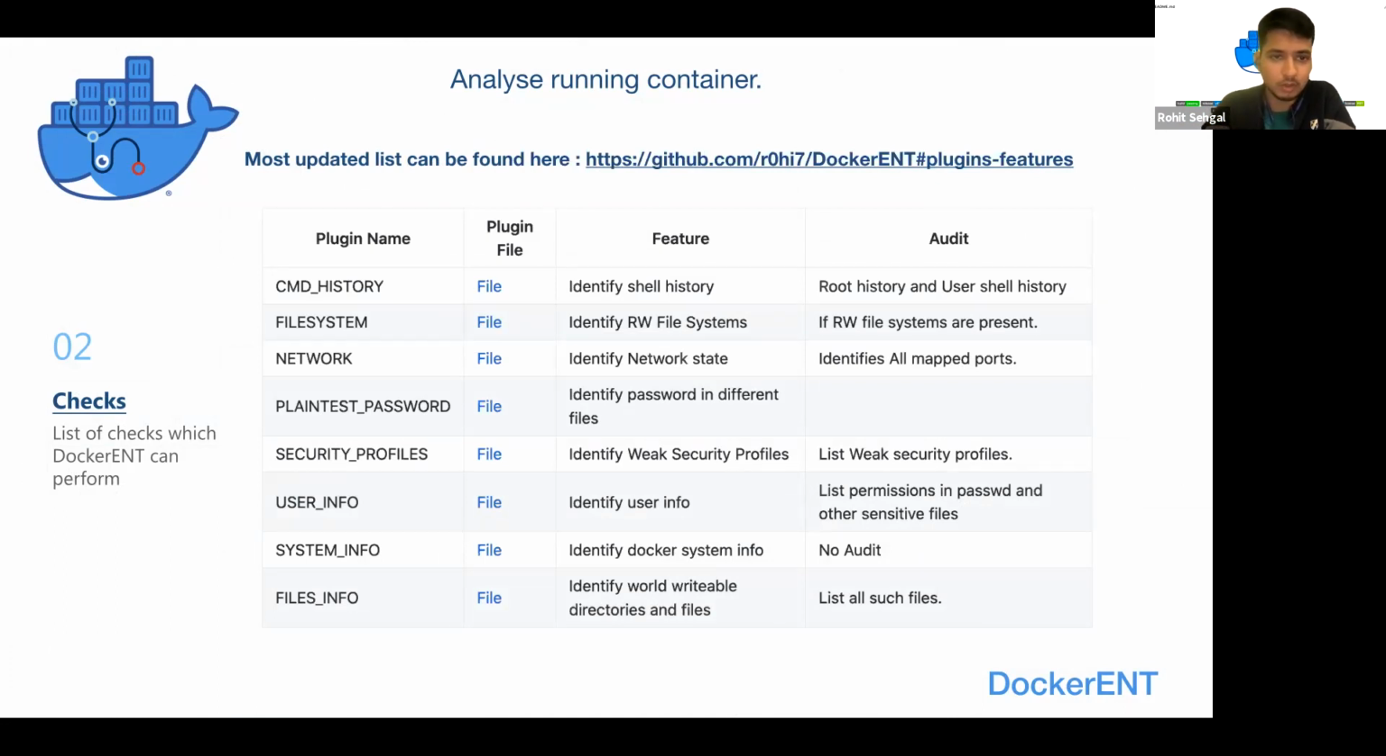So this is a table of all the data. You can see there is command history, file system info, network information, plain text password identification, and security profile plugins. These are the file pointers. If you want to go inside a particular plugin file, you can click on this file and go into it. These are the features provided by the plugin. On the right hand side, there is an audit column, which says what audit result that particular plugin performs or gives. If you see no audit written there, it means there is no auditing available for that particular plugin, and if you see a blank, it means the same.